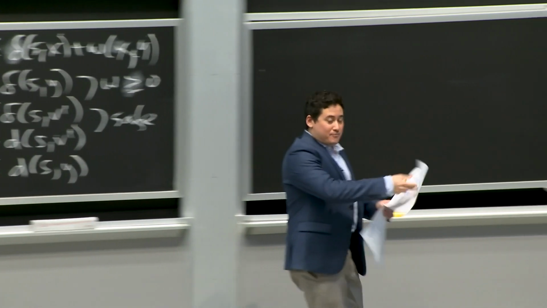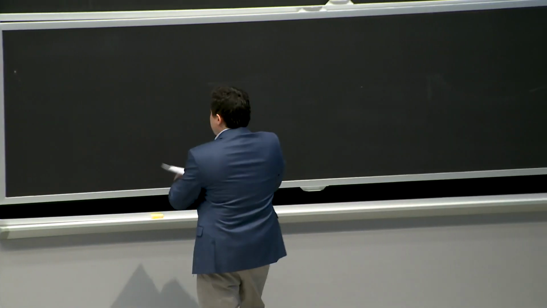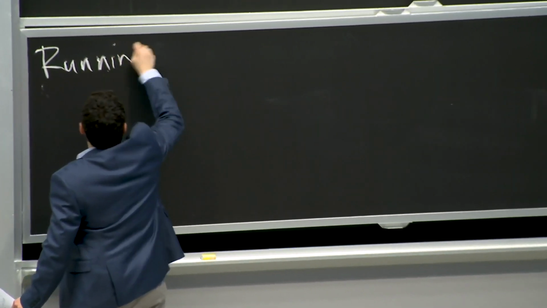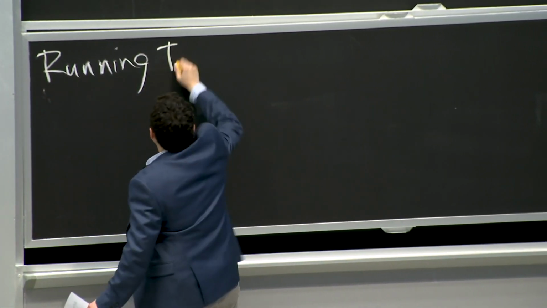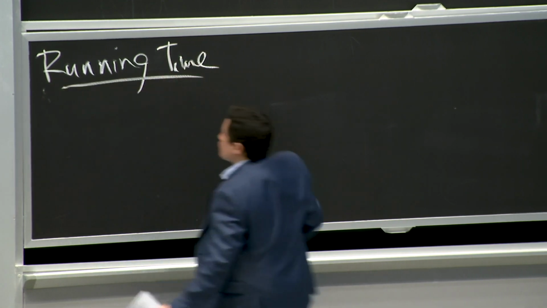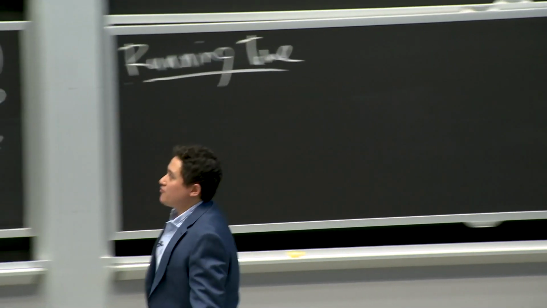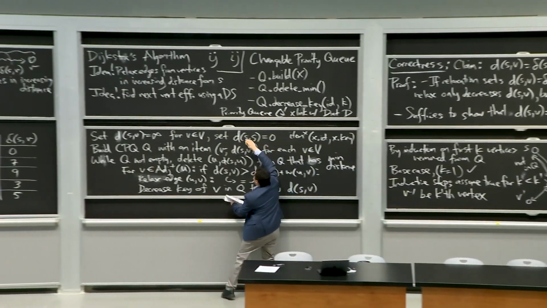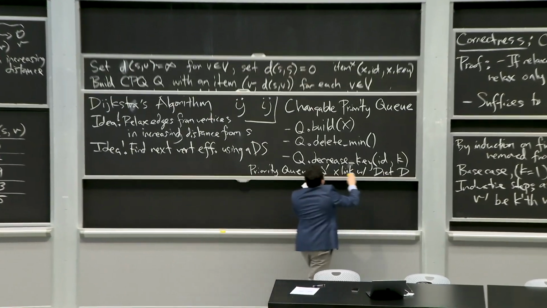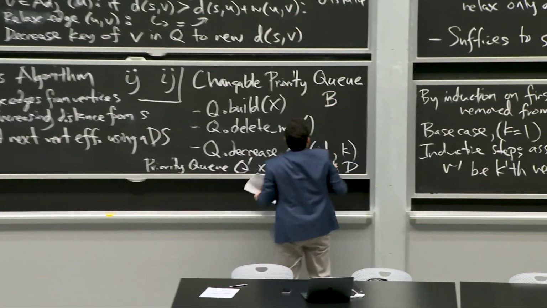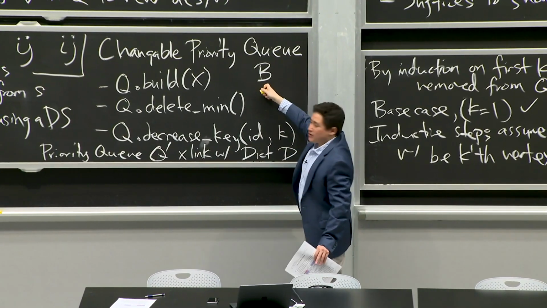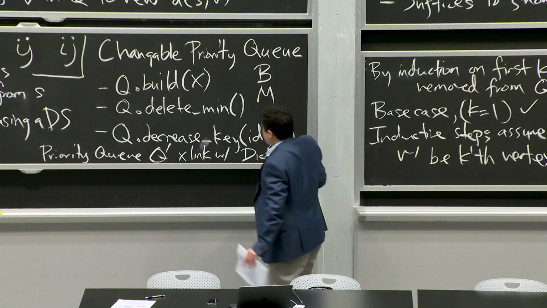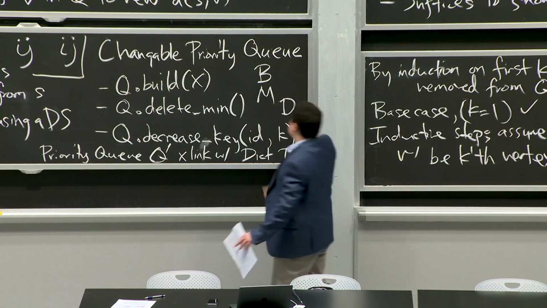I'm going to spend the last 5 minutes on the running time of Dijkstra. Well, we set this up so that we did everything in terms of these Q operations. We have 3 of them. If I have a build operation, let's say it takes B time. Delete min, I'm going to say it takes M time. And this decrease key, I'm going to say it takes D time.